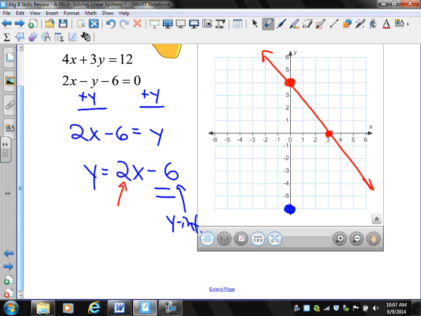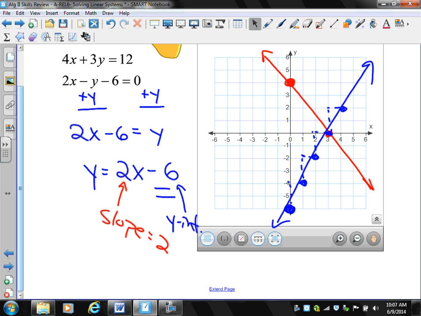So, slope equals 2. So I'm going to go up 2, right 1, there's my next point. Up 2 again, right 1, there's another point, and so on, until I get a bunch of points, and there's my line. Again, approximately, and maybe something more like that.